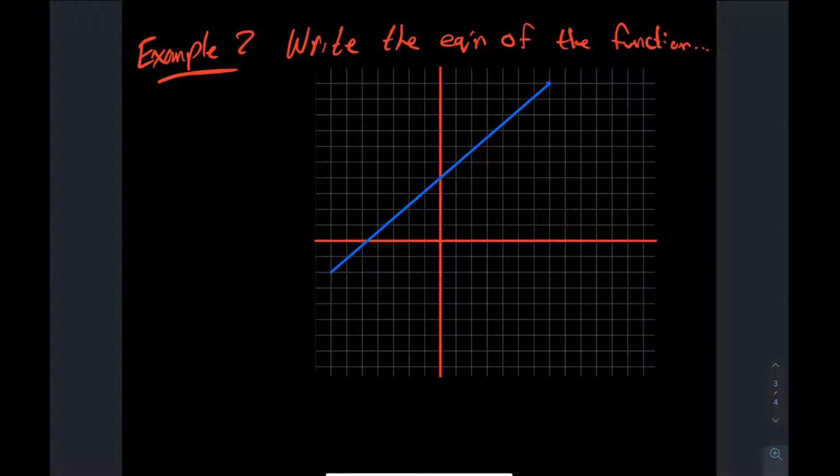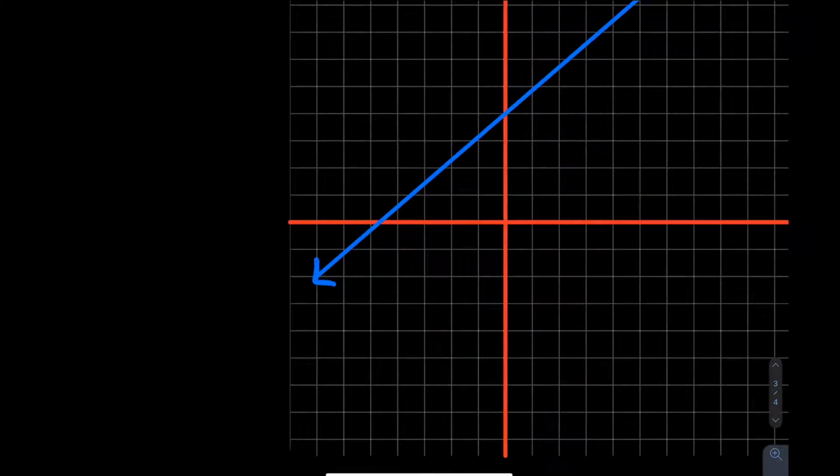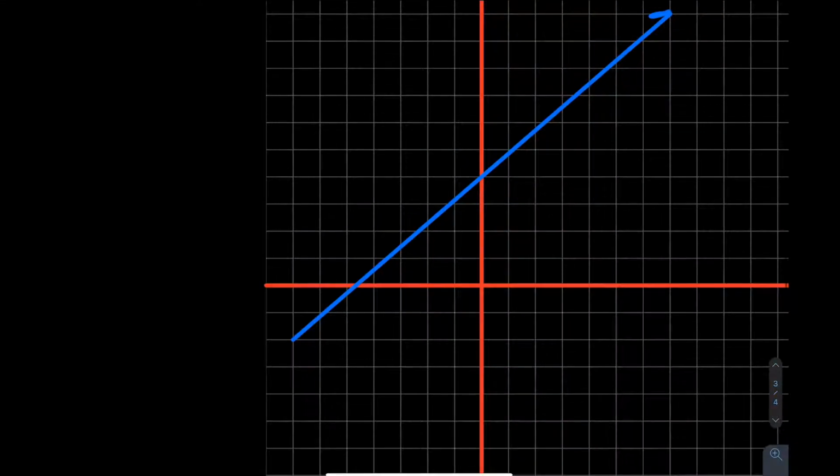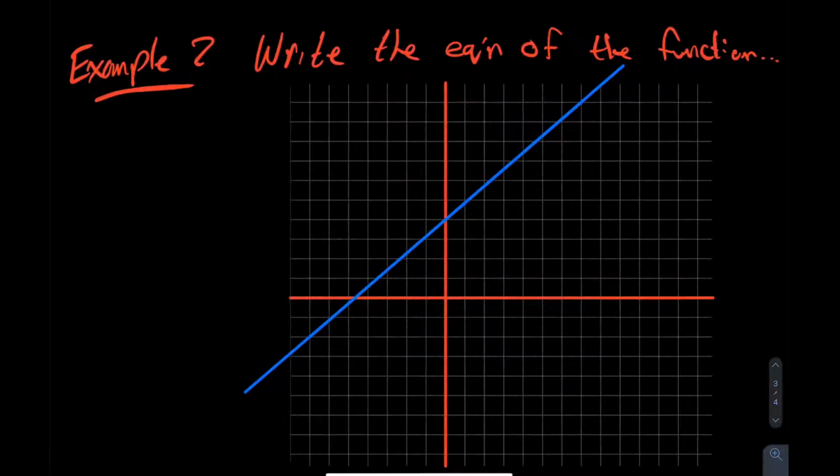Let's try that. Okay. This is our function. And we need to figure out what the equation of this line is. Actually, I'm just going to erase those arrows. Sorry, I'm just going to extend it longer. Just a bit longer. Okay. So what's the equation of this line?